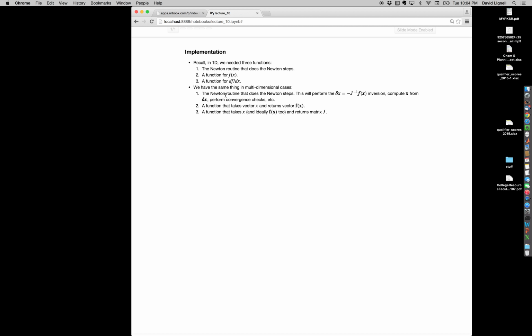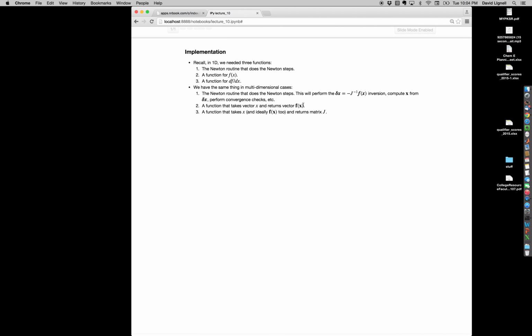And then our second is going to be a function that, rather than just have an f of x where we pass in a scalar and return a scalar, now we're going to pass in the vector of unknowns, and we're going to return the vector of function values at those unknowns. So functionally, the only thing that's really changed here is that we've made the symbols bold. So when we implement this in languages like Python or MATLAB, they're going to look very similar between the 1D case and the multidimensional case.